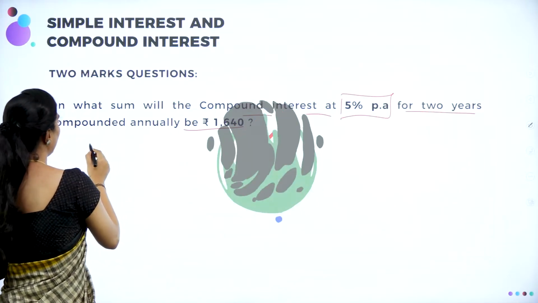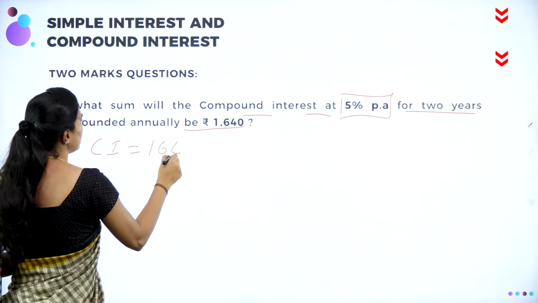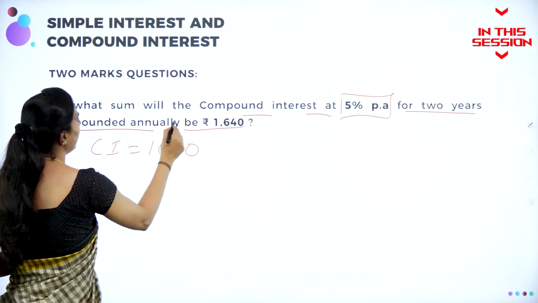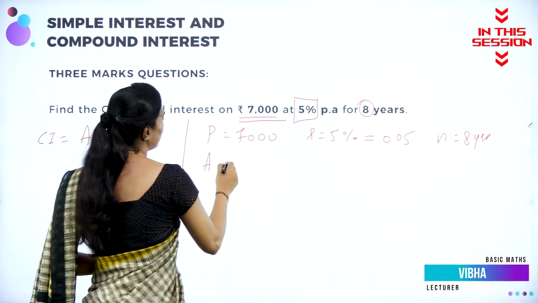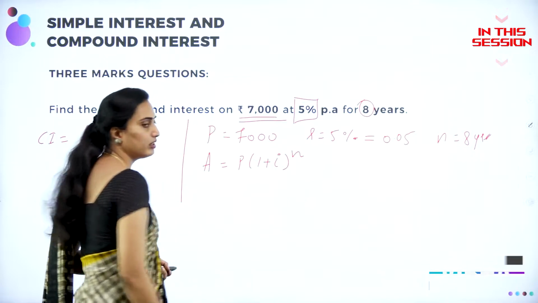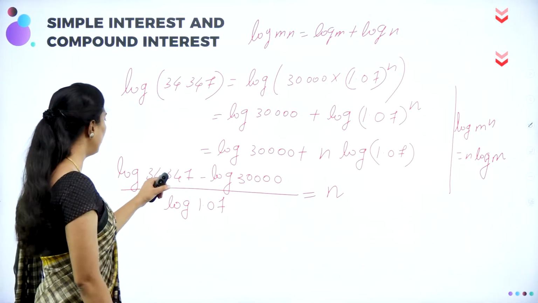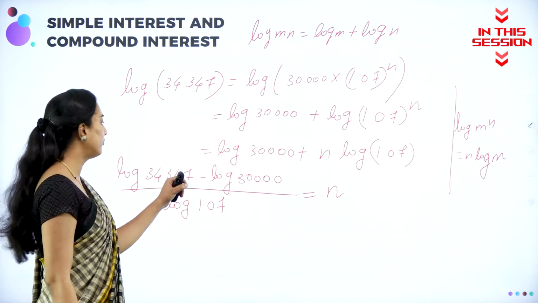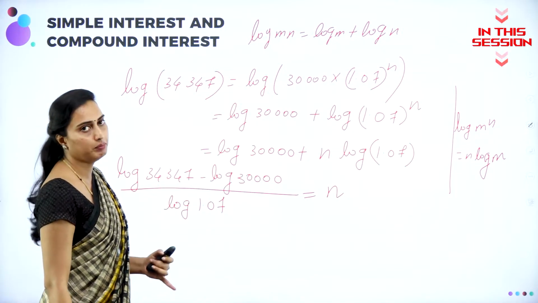Compound interest for what? They have given CI is equal to 1640, compounded annually for this much. What is the formula you are having? A will be equal to P into 1 plus I whole to the power of n, isn't it? By checking the value, logarithmic row in 34th row and then third column, 4th is the mean difference. Here also 30th and 0 is the mean difference and the column is 0.